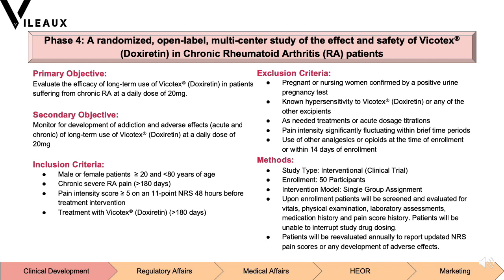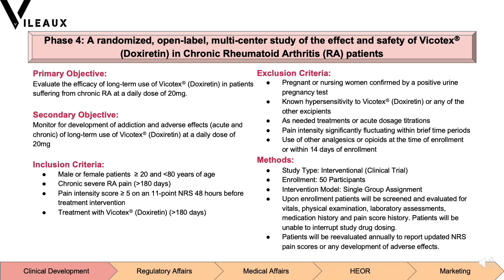Our Phase 4 trial was a randomized, open-label, multi-center study of the effect and safety of Vicotics in the treatment of chronic rheumatoid arthritis. The primary objective of the trial was to observe the efficacy and reduction of pain in patients taking 20 mg doses of Vicotics. Our secondary objective was to assess potential symptoms of addiction and withdrawal, as well as the frequencies of common side effects.